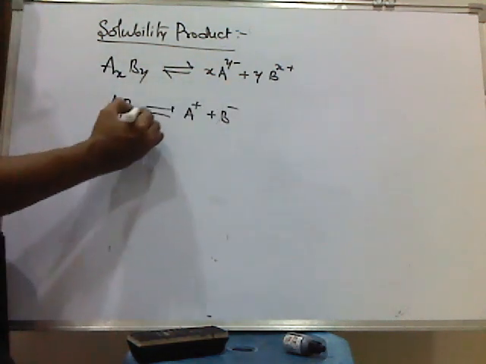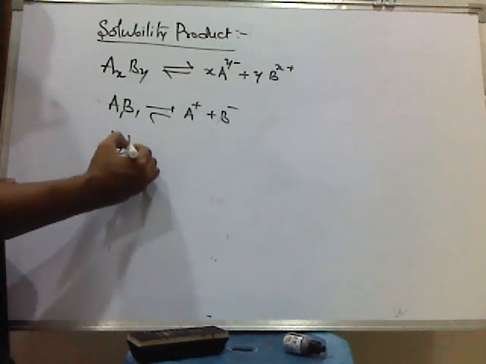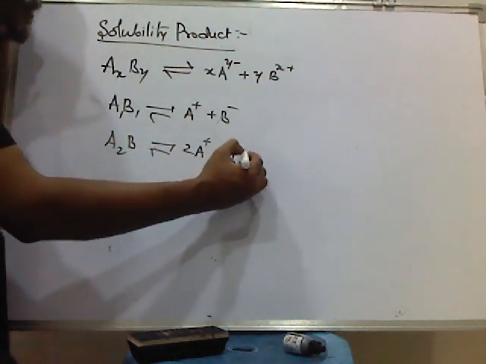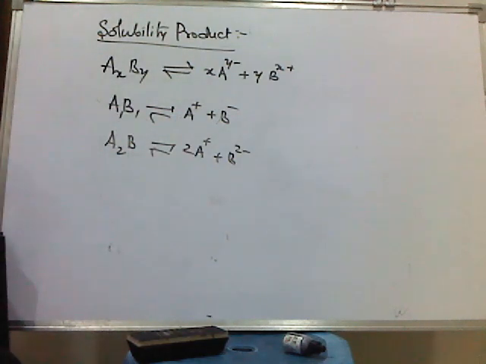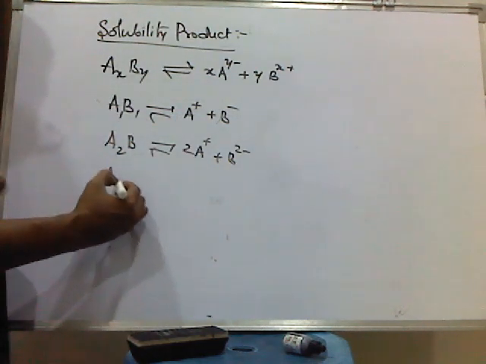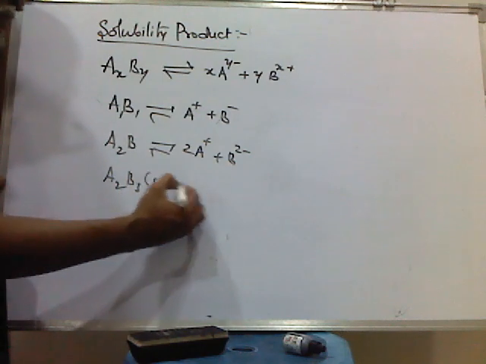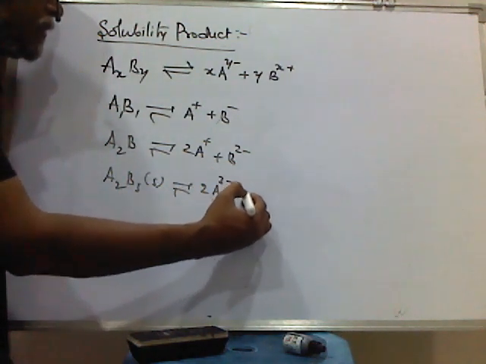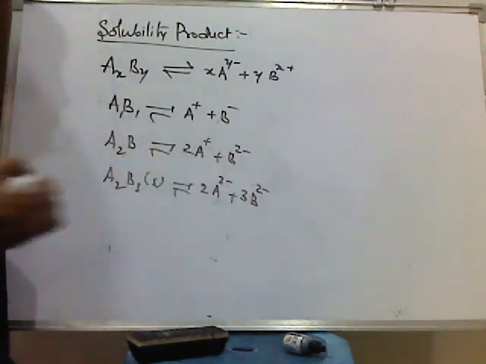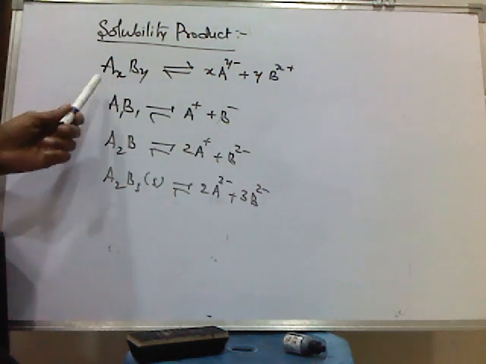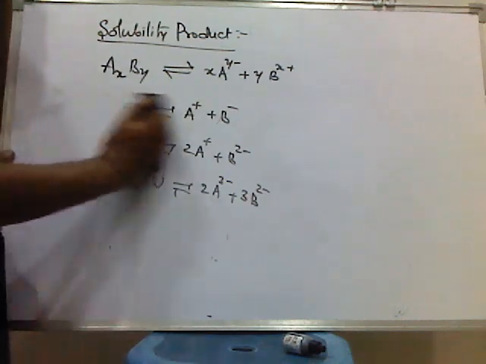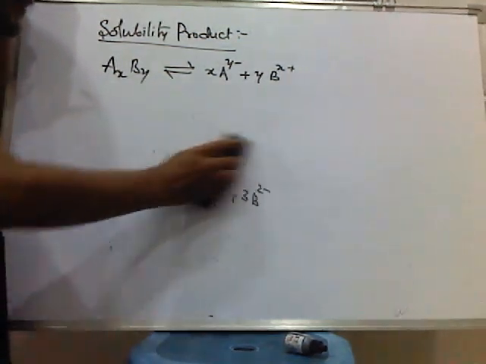Suppose it is A2B, then what will happen? It gives 2A+ and B2-. In general, AxBy gives x A^(y+) and y B^(x-). Suppose you take A2B3, then there exists an equilibrium between 2A^(3+) and 3B^(2-). So there exists an equilibrium between the dissociated form and the undissociated form.